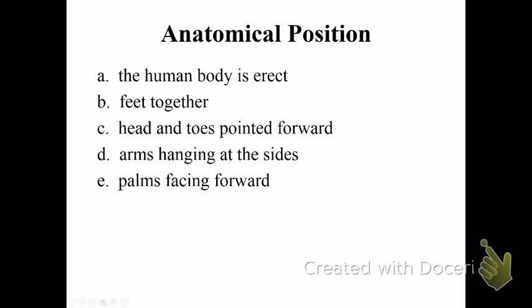Okay. Anatomical position. If you're sitting down listening to this video, stand up. Anatomical position is the human body standing straight up, feet closely together, head and toes pointed forward, arms by the side, and this is the one that normally gets people. The palms are facing forward. So your thumbs are the farthest part away. Your pinkies are the closest to your legs.